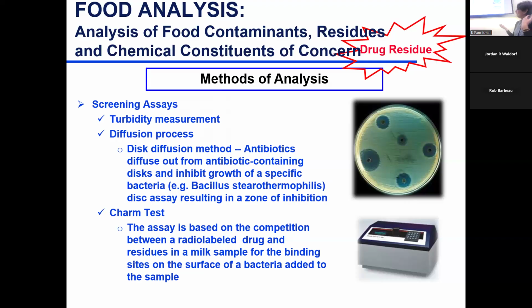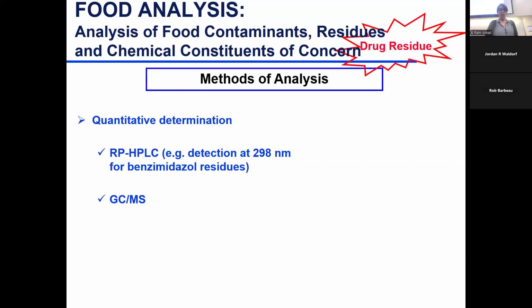If you have low radioactivity, that means you have antibiotics in the sample that bound to the bacteria and did not carry a radio label, so they were not detected. So again, methods, GC, HPLC are common, MS is common, or UV absorption is common.